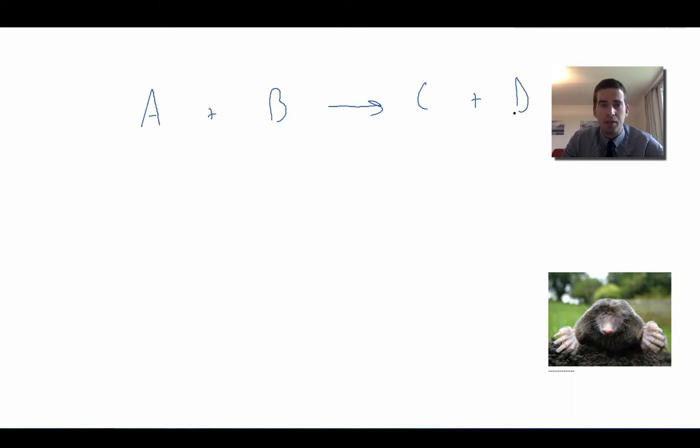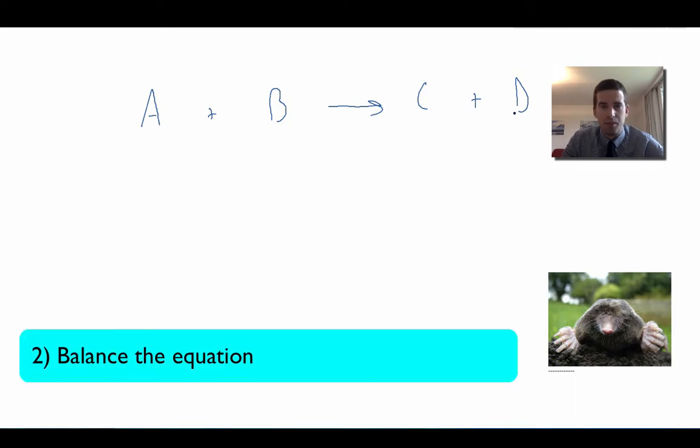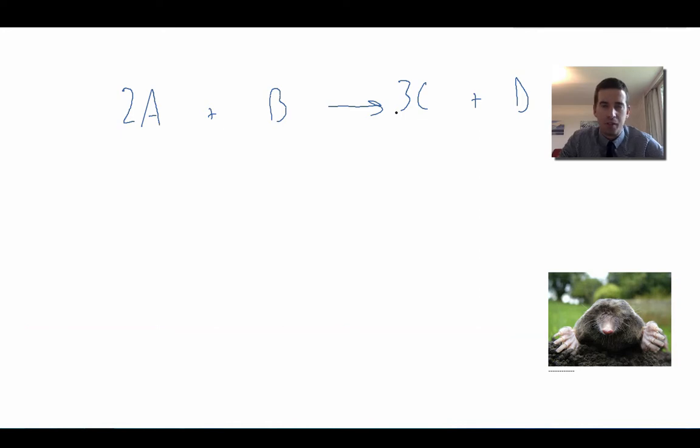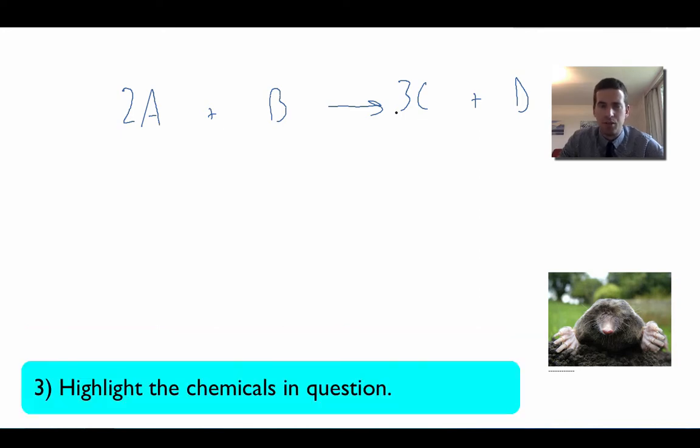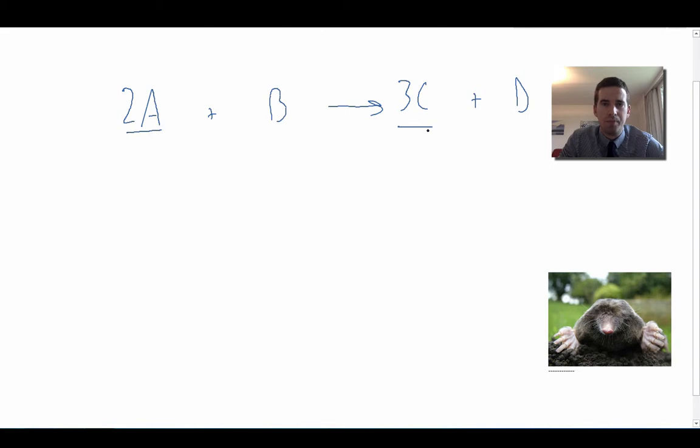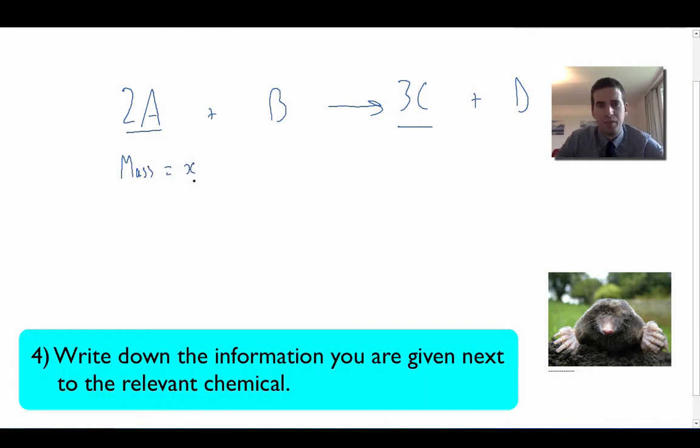Step number 2 is to balance the equation. Okay, so obviously I'm just going to make up numbers just to add stoichiometry into the equation. Third step, highlight the 2 chemicals in question. So let's say we're going from A, we are given information about A, and we want to calculate C. Okay, next step. So you're given a certain mass of the substance. So write down what it is. Again, I'm just keeping it totally general so we can focus on the steps. So this will be given to you in the question.